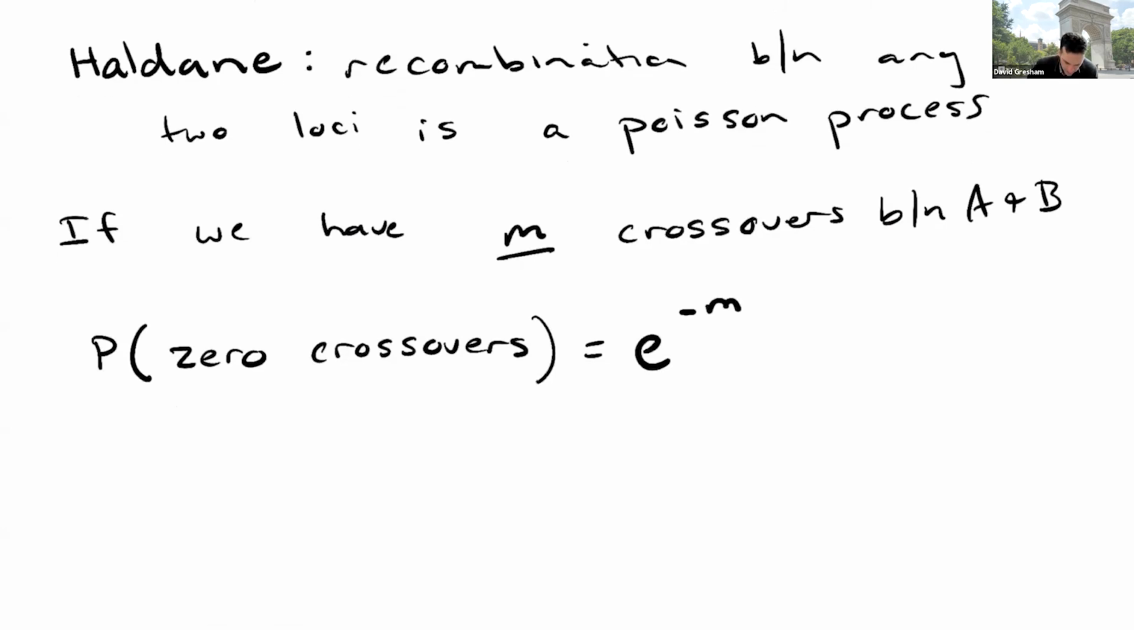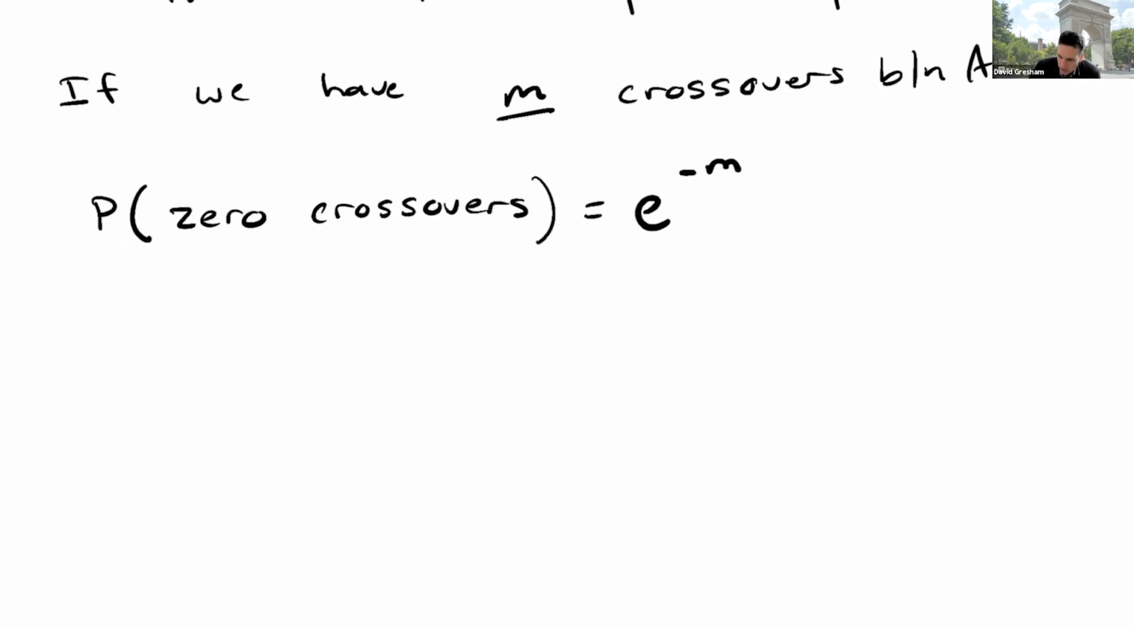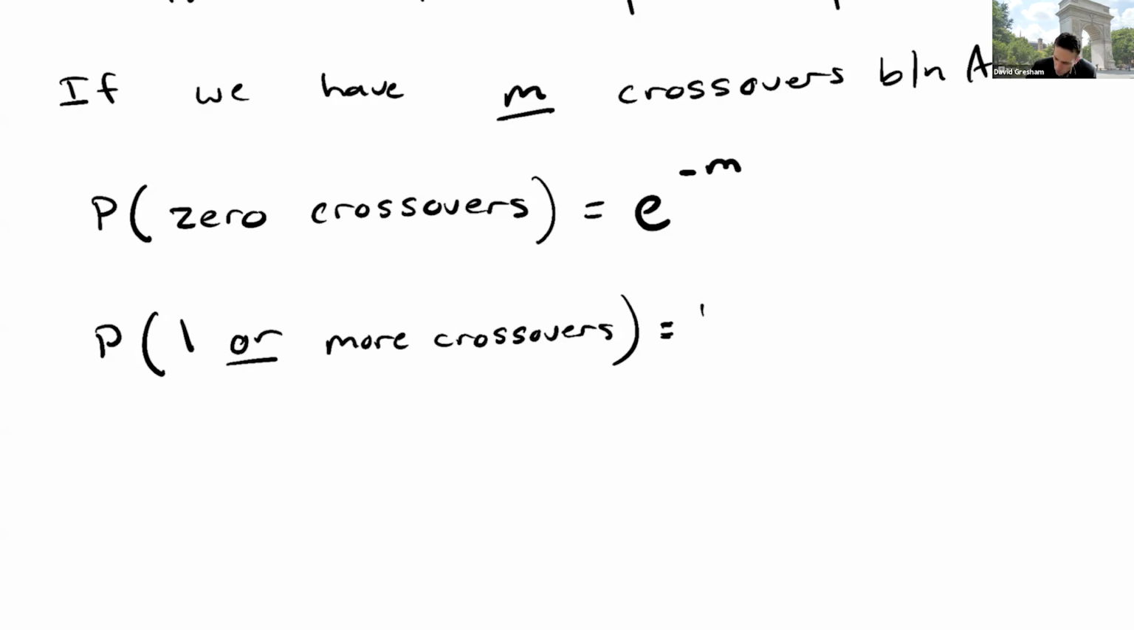We can then say, okay, what about having not 0? The converse question to ask is, what is the probability of having 1 or more crossovers? So that's just asking the question, what is the probability of not having 0 crossovers? And of course, as statisticians, we now know that that's going to be 1 minus the probability of having 0 crossovers, which is simply 1 minus e to the negative m.